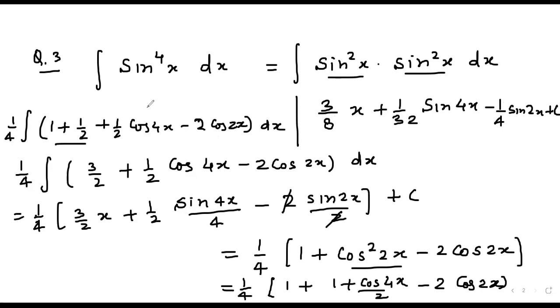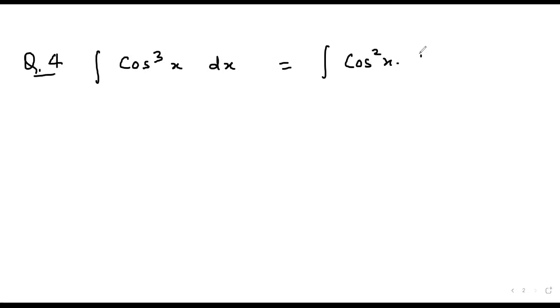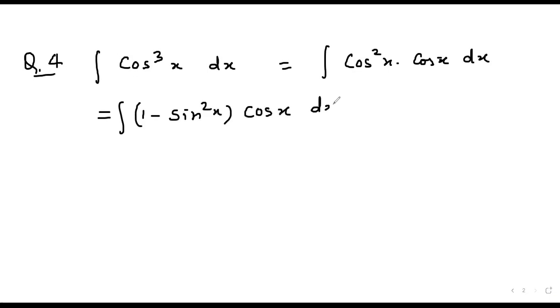Let's go to next question. Question number 4 says integrate cos cube x dx. It can be written as cos square x times cos x dx, which is 1 minus sine square x times cos x dx.